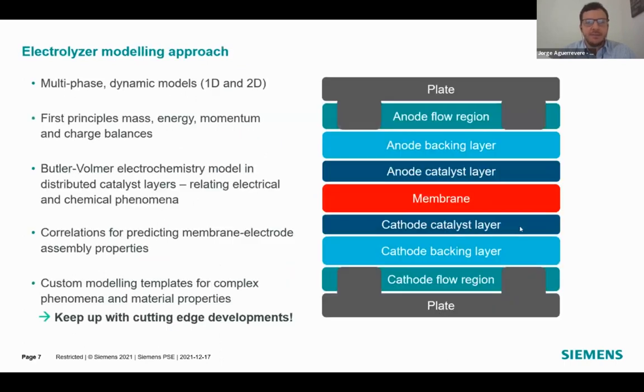The electrolyzer unit itself is quite a complicated piece of equipment, which contains flow regions for feeding reactants and collecting products. And then there's typically some backing layers for where material diffuses to the membrane electrode assembly, so the anode catalyst, membrane, and cathode catalyst, where the reactions take place and where there's ion migration within the cell that allows the electron flow outside the cell.